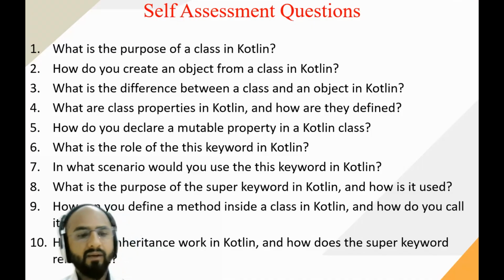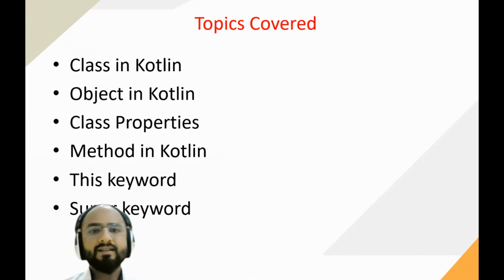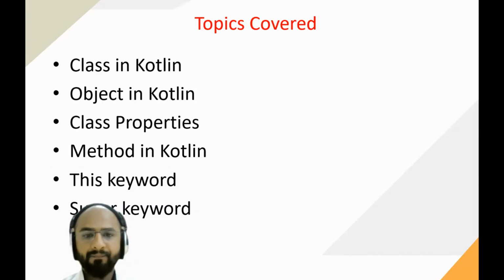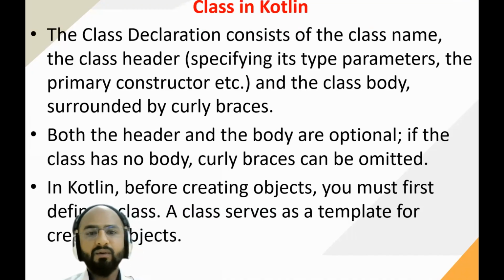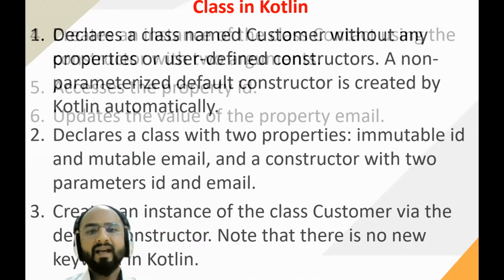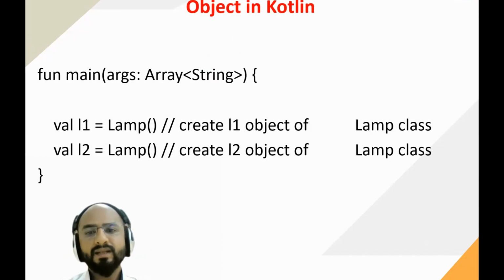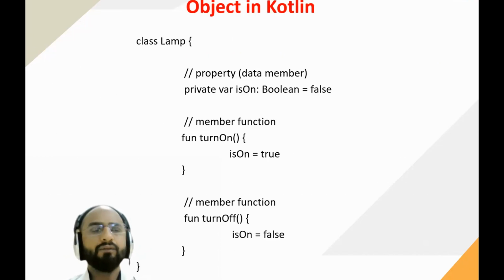So this is what we have done in today's lecture. What we have learned in this lecture, let's understand. In this lecture, we have covered class, object, class properties, class methods, this keyword and super keyword. We covered class in Kotlin with examples. Then we covered what an object is, what the use of an object is, how you can define an object, how you can access the property of the class by using that object, and how you can call the method of that particular class.